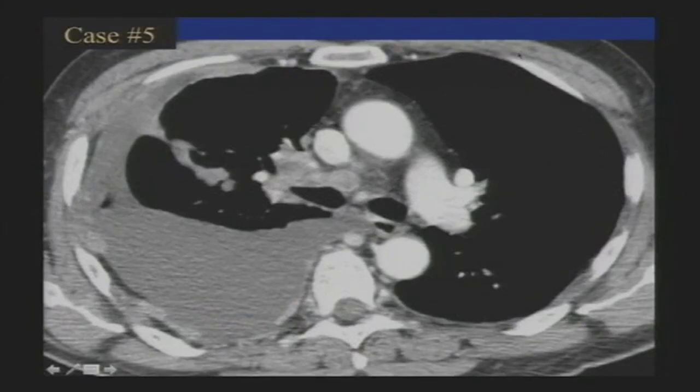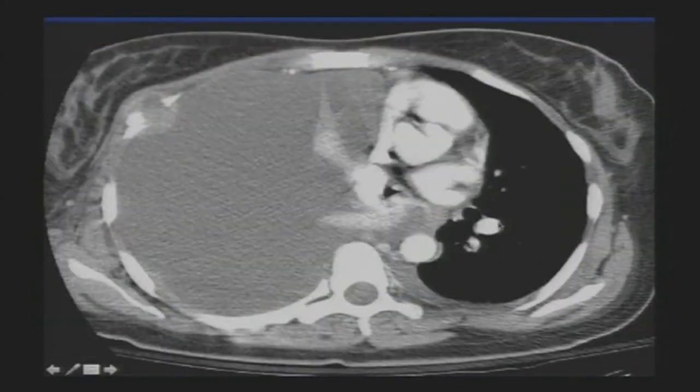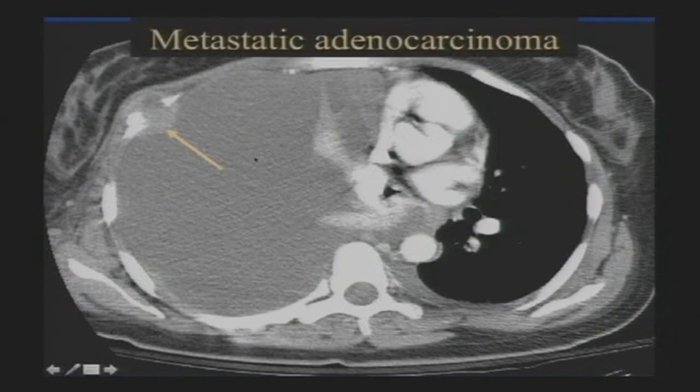Here's our last case, someone with lung cancer. What's the specificity of that finding? Nodular pleural thickening and enhancement for cancer of some kind, whether metastasis or mesothelioma, very, very high. So it's a good sign, regardless of cytology, and this is lung cancer with pleural metastases. And then there's a nice example of a big pleural effusion with an area of enhancement invading into the chest wall in someone with a metastasis, metastatic adenocarcinoma.